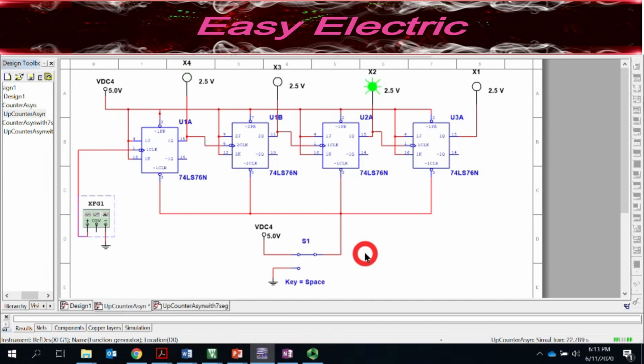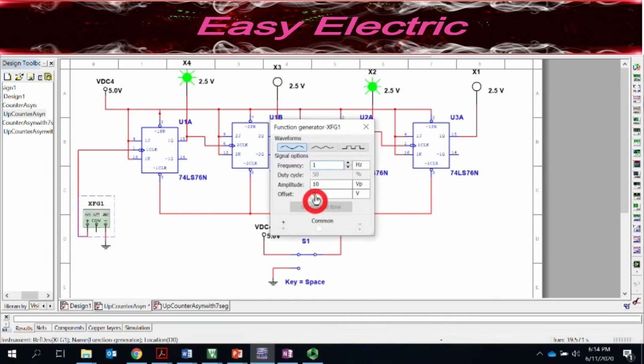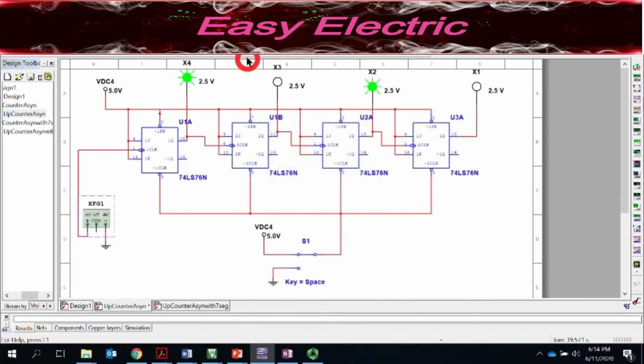So if you want it faster, you definitely need to increase your frequency, right? If you want it slower, you need a smaller frequency. You could even check this. If this is 1 hertz, let's try 10 hertz. I hope I can see the different cases. Just to try this.